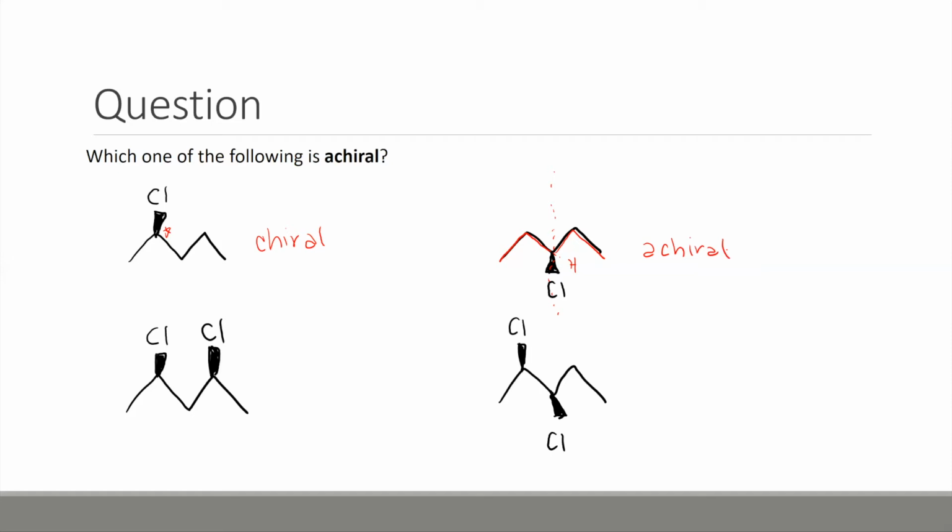The next molecule here does have chiral centers, both here and here, so two chiral centers. However, if you were to generate its mirror image, that would look like this. You could see that these would be superimposable on each other. So even though there are two chiral centers in this molecule, the plane of symmetry that exists within this molecule makes it so that it is achiral.